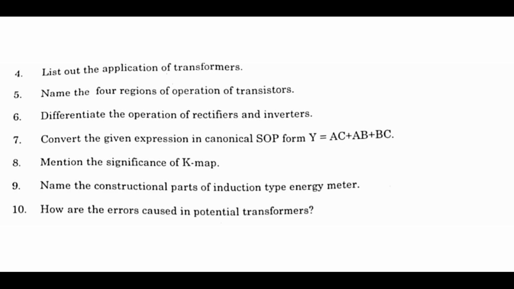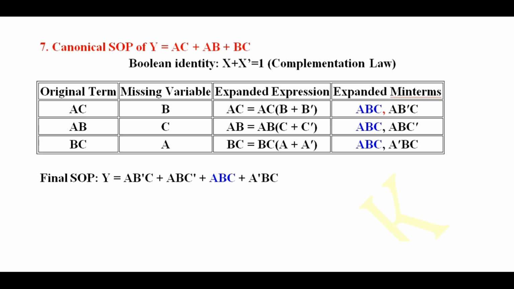Seventh question is, convert the given expression in canonical SOP form. The given expression is Y equals AC plus AB plus BC. Let's convert the Boolean expression into canonical SOP form. In this form, every term must include all variables, either in normal or complemented form. Now we want to expand each term to include all variables.